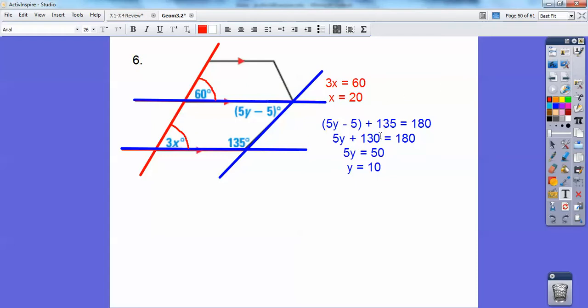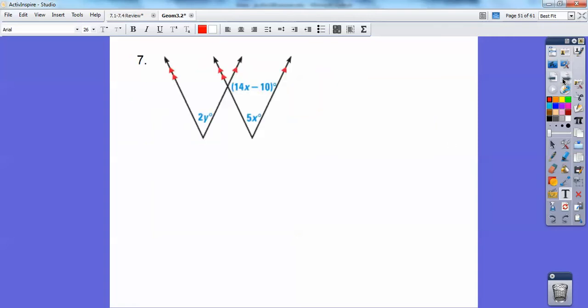So here I combine like terms. Minus 5 plus 135 is plus 130. Then I subtracted 130 from both sides, and I got 50. And then 5 goes into 50 10 times. Okay, here's another one.